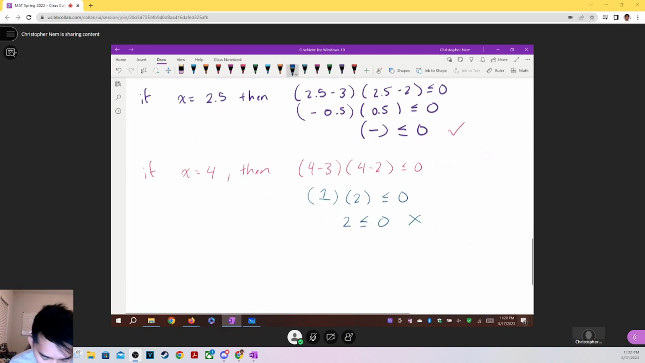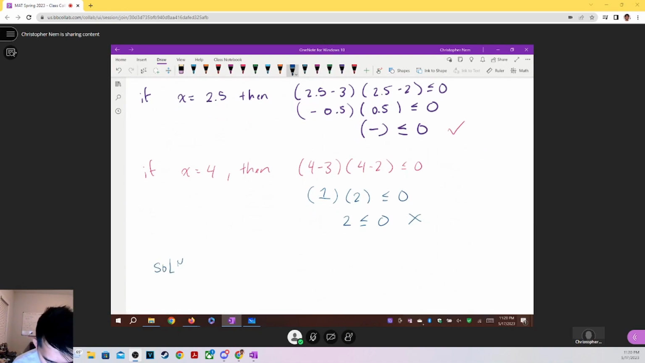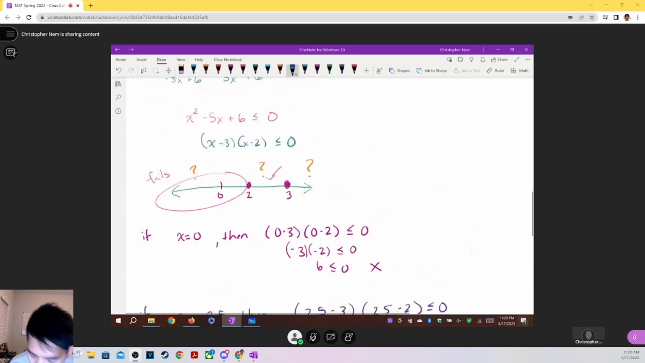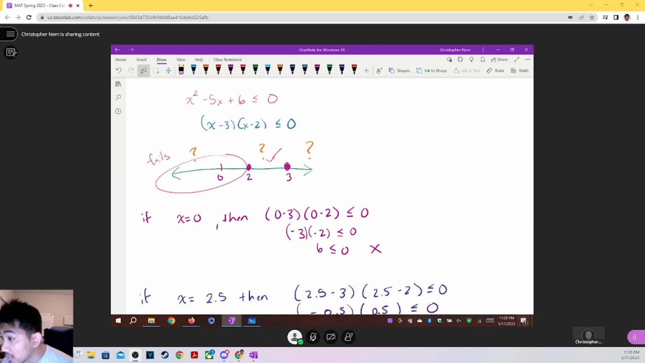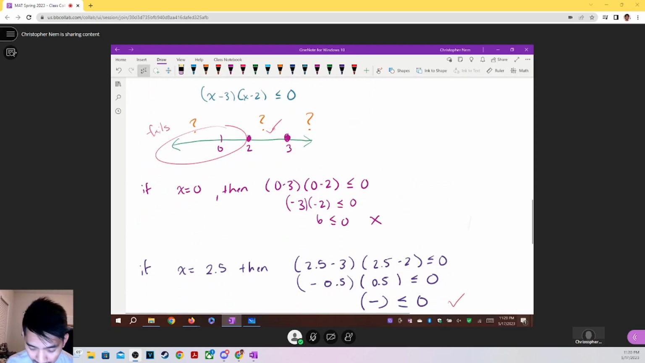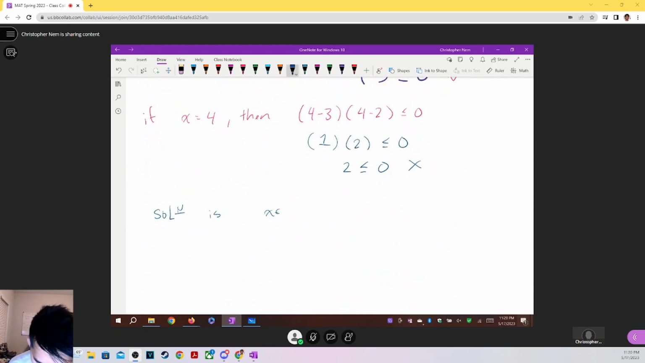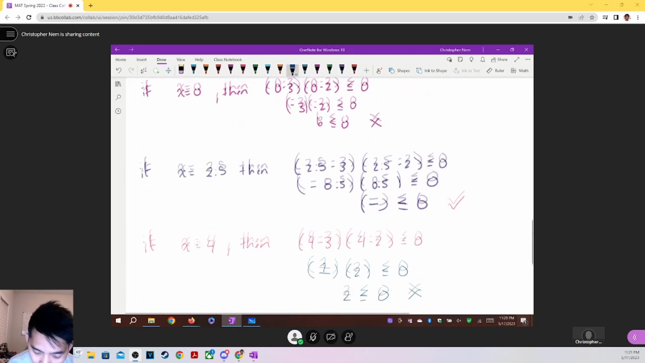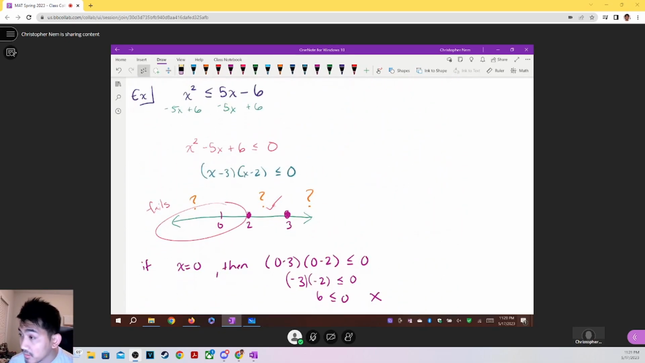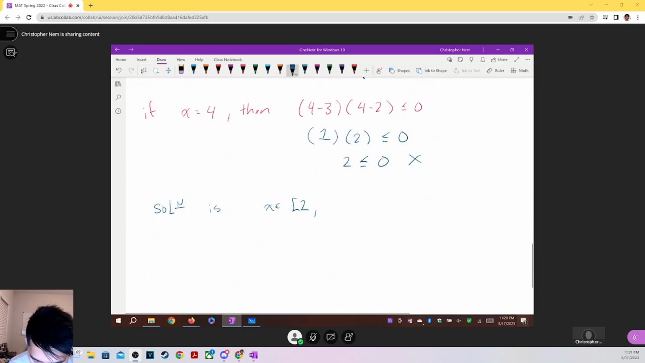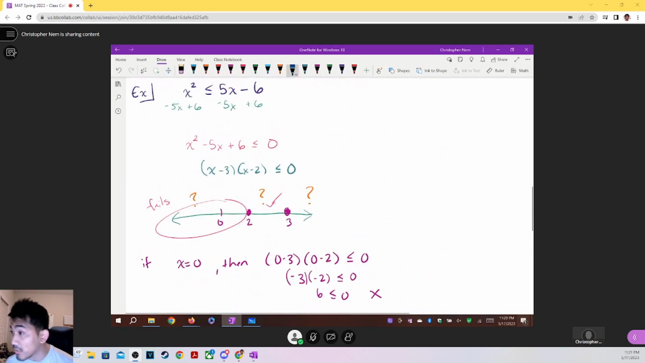So our solution is x belongs in only the middle portion. I include 2 because 0 is less than or equal to 0 in this case. So I start off with 2, bracket 2, because I want to include 2. And I go all the way in only the middle and stop at 3, and I include 3 because it's less than or equal to 0. If I plug in 3, I do get 0.